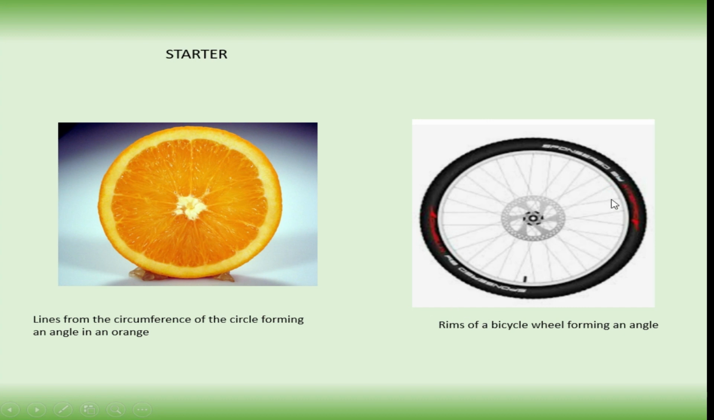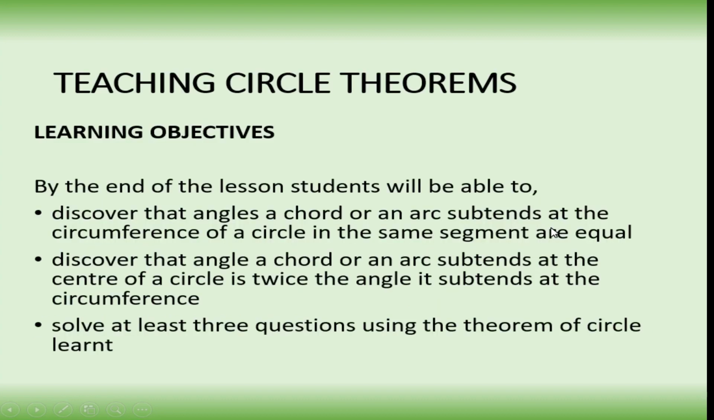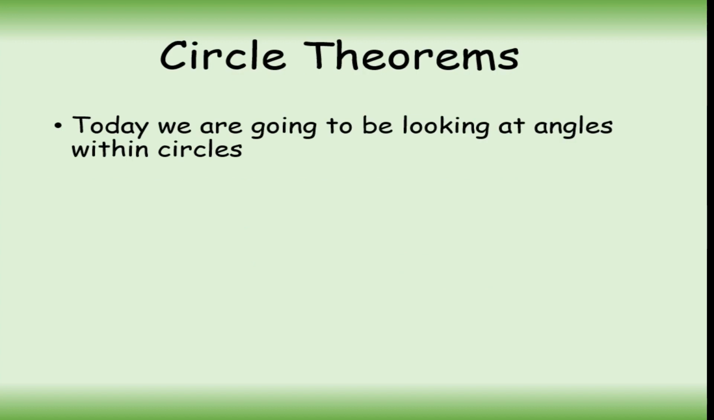We apply it in real life. By the end of this lesson, you should be able to discover that angles a chord or an arc subtend at the circumference of a circle in the same segment are equal. You should be able to discover that the angle a chord or an arc subtends at the center of a circle is twice the angle it subtends at the circumference. And you should be able to solve at least 3 questions using the circle theorems that we have learned.